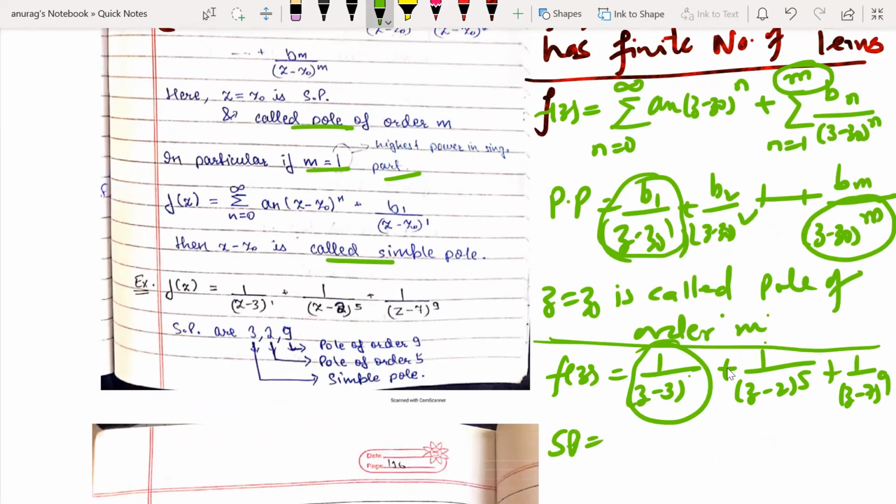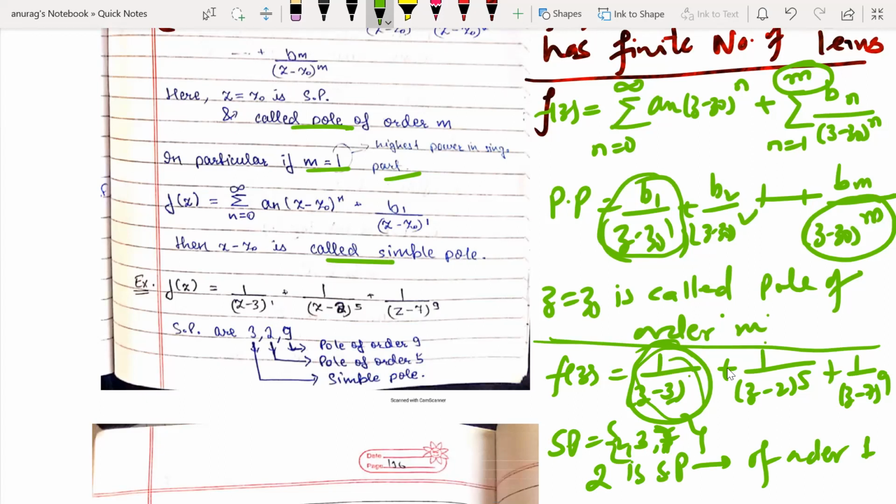Singular points are, can you tell me what are the singular points? 2, 3 and 7, because at these points only the function is not defined. So 2 is a singular point, and which category? Power is negative, so it cannot be removable. It has its own principal part, and that is only a finite number of terms, one term of order 1, or you can say simple pole.